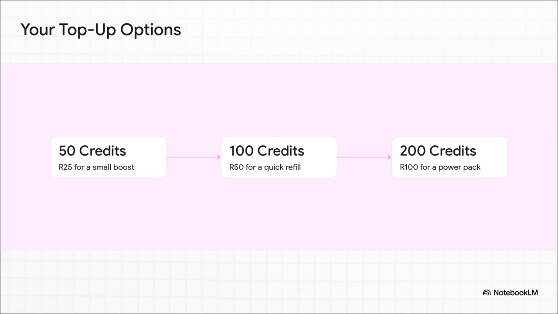For just 25 Rand, you can grab a small boost of 50 credits to get you over the finish line. For 50 Rand, you get a quick refill of 100. And for 100 Rand, you can get a power pack of 200 credits. It's just a super flexible way to make sure you're never left without power.